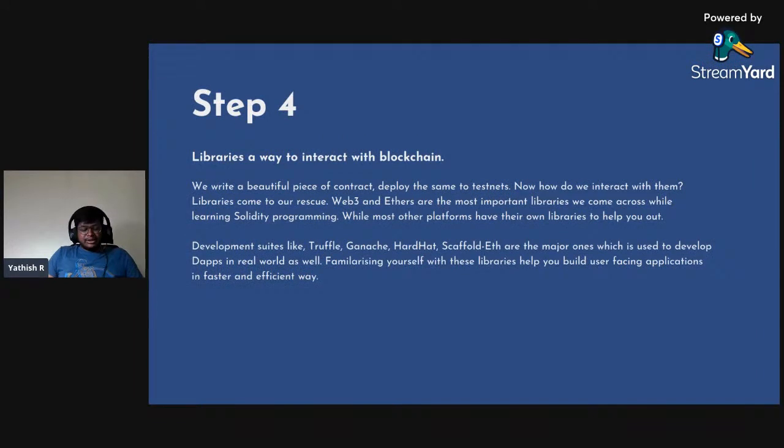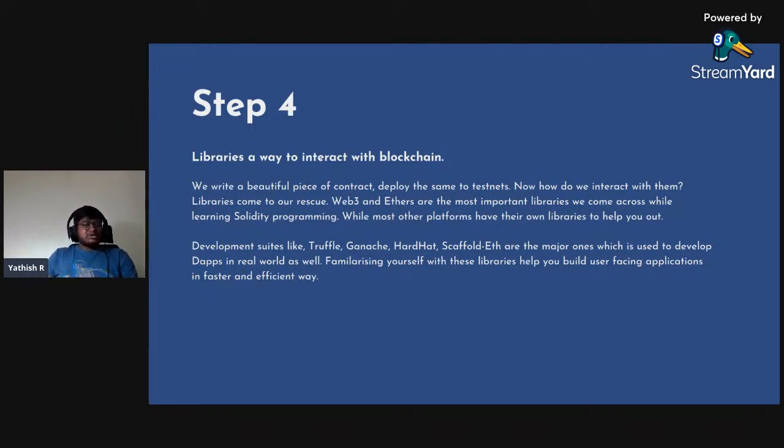And step four, libraries, a way to interact with the blockchain. There are multiple libraries, called Web3 and ethers and so on. When you can write a smart contract, you can deploy it onto your chain. But you still need a way to talk with those contracts that you have deployed, and to make sure the transaction happens. So we use Web3 and ethers, which are the JavaScript versions of what we use. So it's better you start learning these also, which is step four. Learn your Solidity and then come to Web3 and ethers.